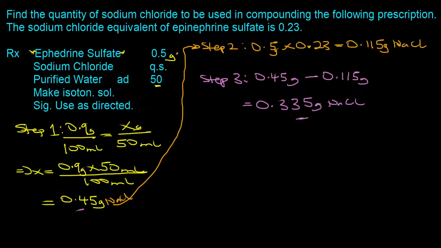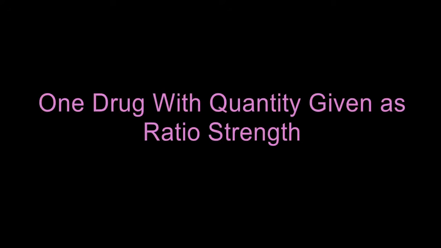Now, the second type of problem you're likely to see is one where you have one drug, but the quantity is given in terms of a ratio strength. All right, so one tip you want to keep in mind is for these type of computations, you want to be sure that you really understand the ways in which you express concentration. You want to understand ratio strength. You want to understand percentage concentration or percentage strength. Those are very important in helping you understand and solve these type of questions.